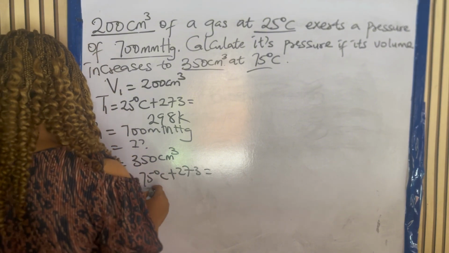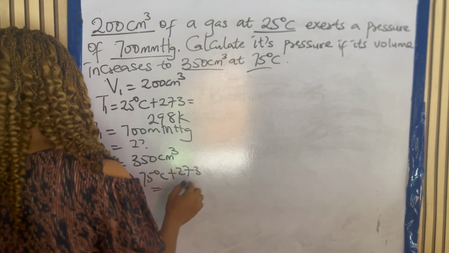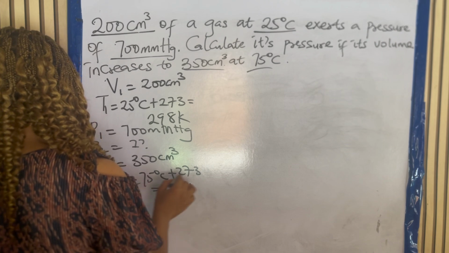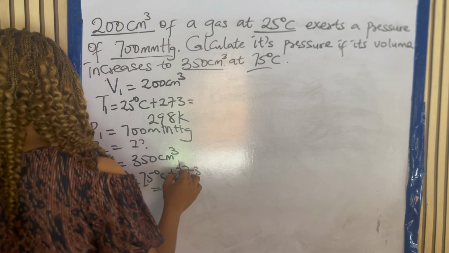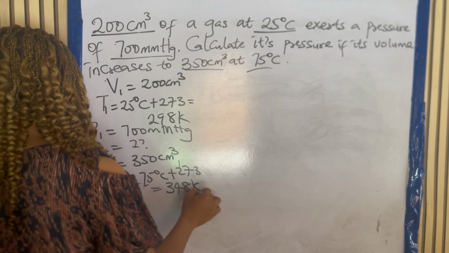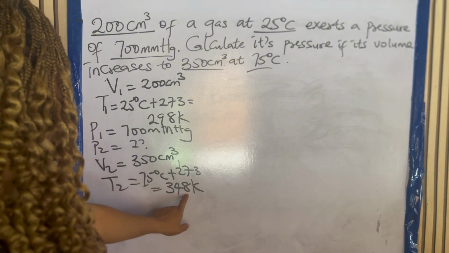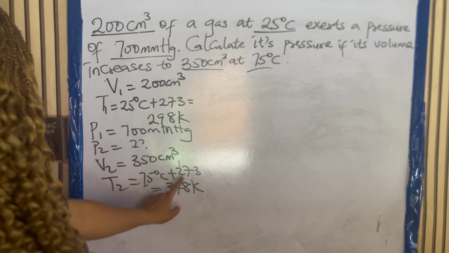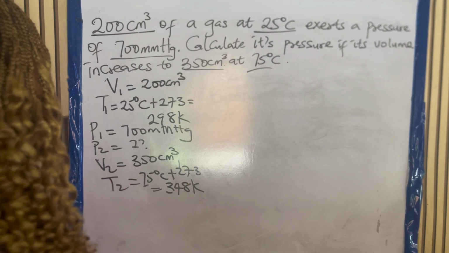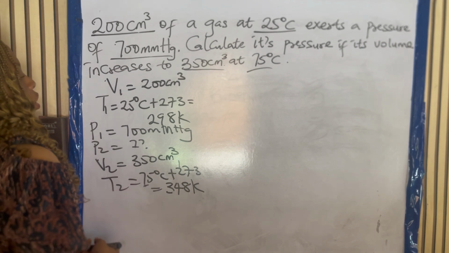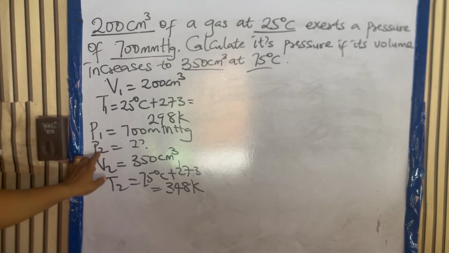What will be the maths? The maths will be this plus this, 8. This plus this, 14 and 3. So 348 Kelvin. I think I'm right. This plus this 8, this plus this 14. Yeah, it's correct. So from what we have here, we're looking for P2.